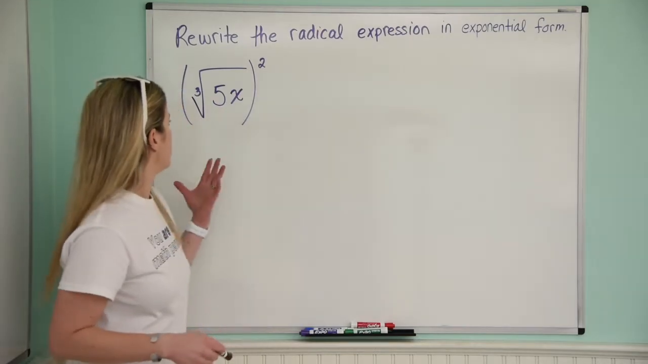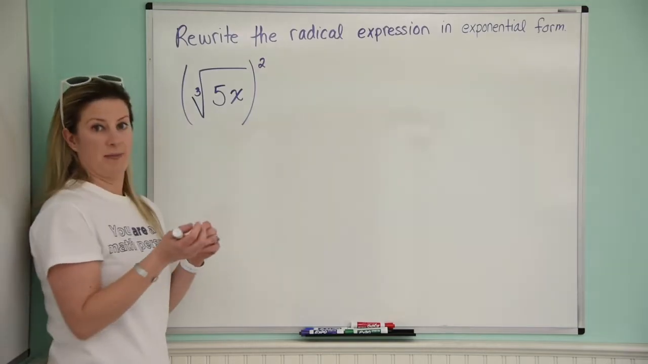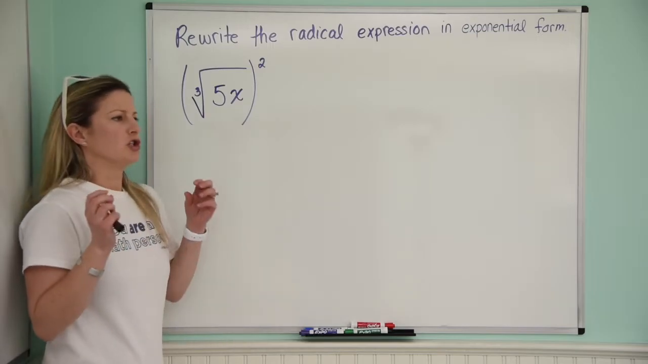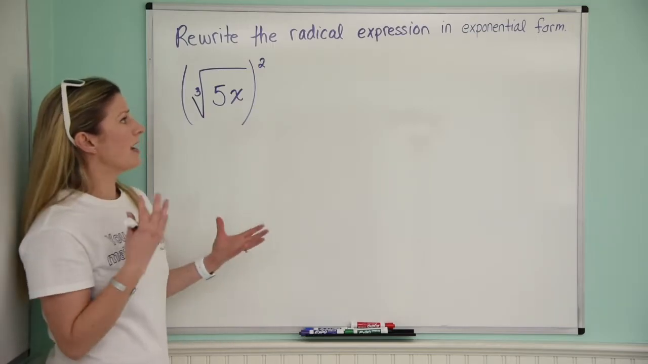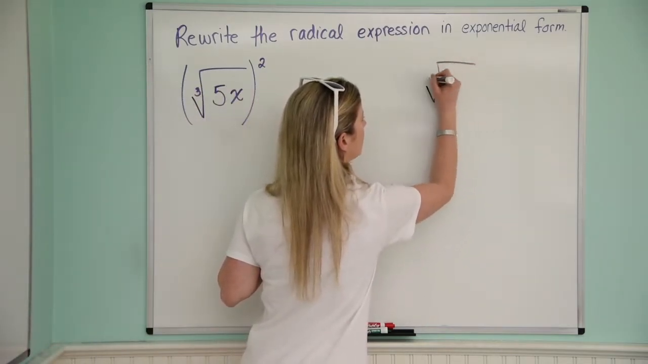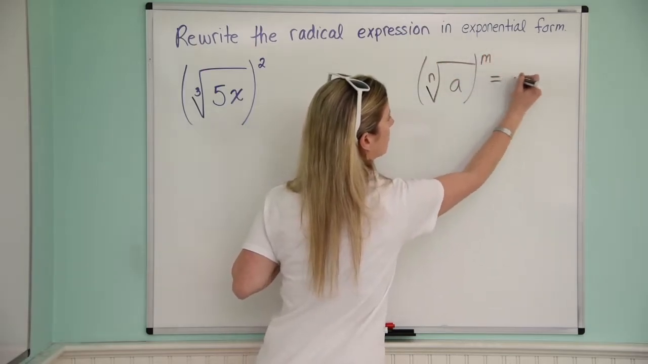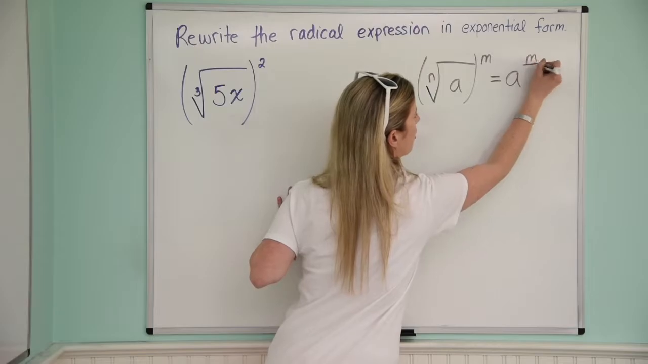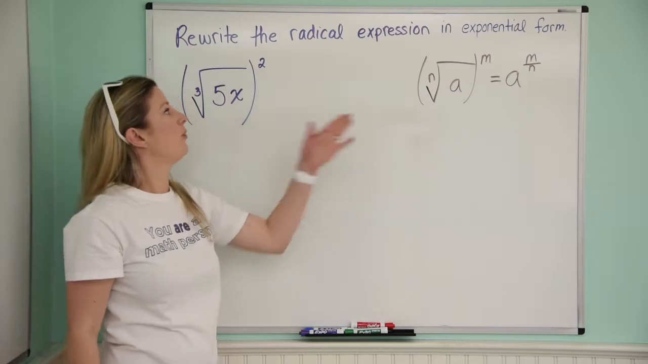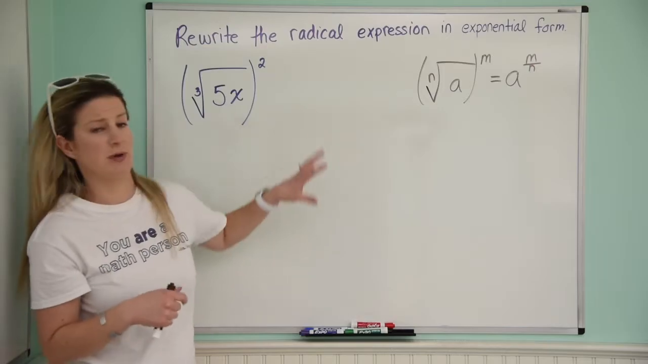Exponential form. Okay, so here we have the cube root of 5x raised to the second power. So cube root of 5x squared. How are we going to rewrite that in exponential form? Well, you probably remember from class that the nth root of a to the m equals a to the m over n. We are going to use that to put this radical expression in exponential form.